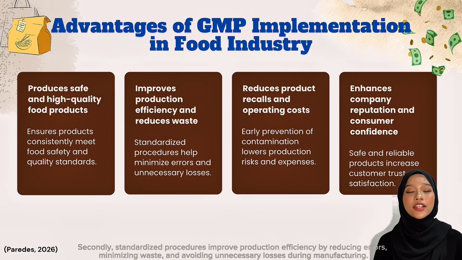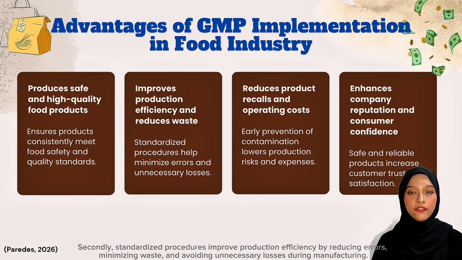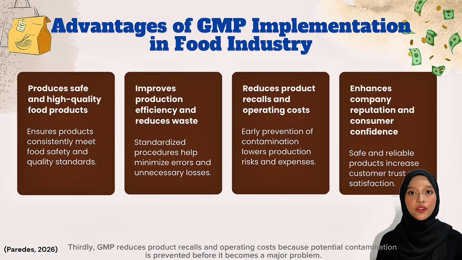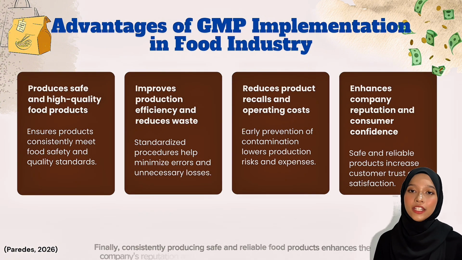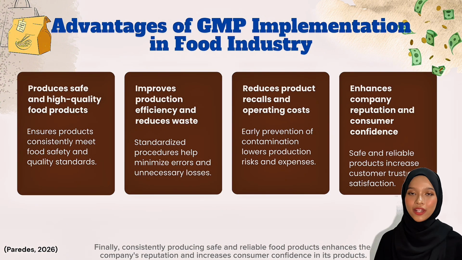Secondly, standardized procedures improve production efficiency by reducing error, minimizing waste, and avoiding unnecessary loss during manufacturing. Thirdly, GMP reduces product recalls and operating costs because potential contamination is prevented before it becomes a major problem. Finally, consistently producing safe and reliable food products enhances the company's reputation and increases consumer confidence in its products.